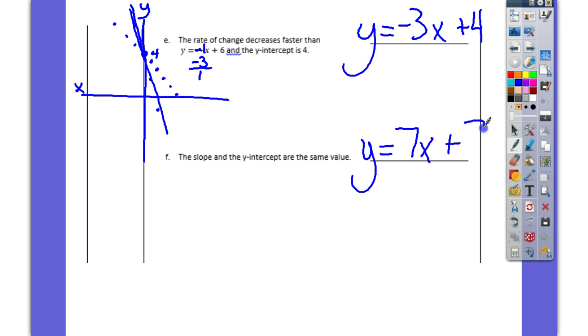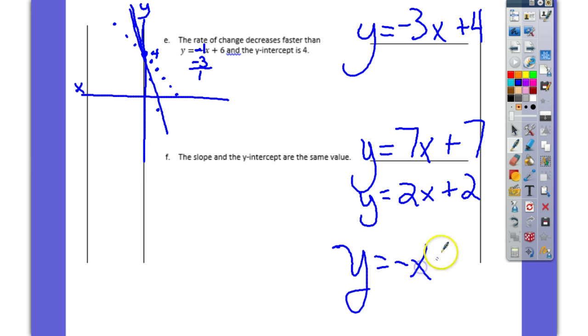7x + 7. Perfect. 7x plus 7. Give me another one. 2x plus 2. Oh, y equals. Nice. Y equals 2x plus 2. How about this one? Y equals negative x plus 1. No. Oh, no, because why? We have a -1 and a +1. Well, if we make that a positive, then it's good.